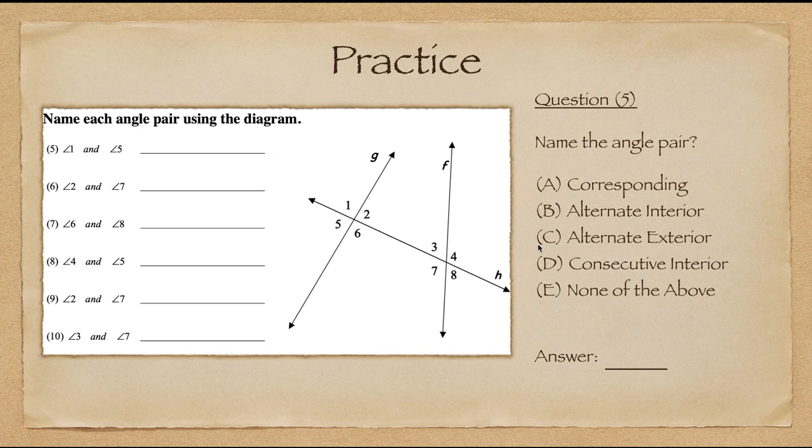So if we practice this concept of angle pairs, looking at the diagram, what angle pair would you say represents angles 1 and angle 5? Are they corresponding, alternate interior, alternate exterior, consecutive interior, or none of the above? Out of the choices given, you should select E, none of the above. Angle 1 and angle 5 form a different type of pair called a linear pair and do not require a transversal.